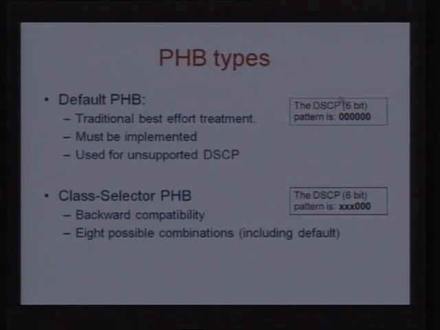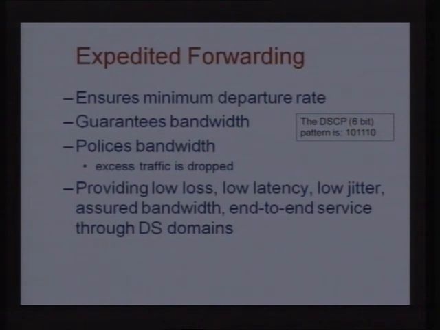So this means this DSCP also supports best effort by using the default PHB. Another type of PHB which is being supported is called the class selector PHB, and as I had told you, this is used to provide backward compatibility to the quality of service. The third type of behavior is known as expedited forwarding PHB.